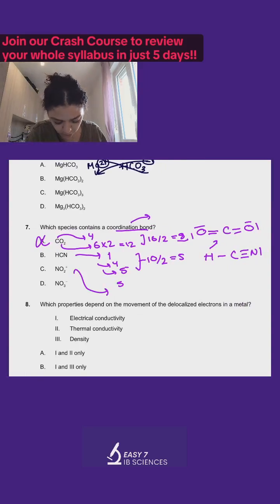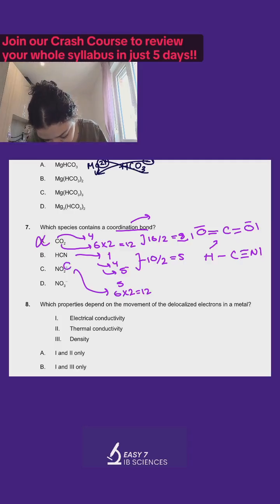Nitrogen has 5, oxygen has 6. 6 times 2 gives me 12. So I have 5 plus 12 is 17. 17, subtracting 1 electron, because remember when something has a positive charge, we're subtracting. Okay, so instead of 17, it's going to be 16.